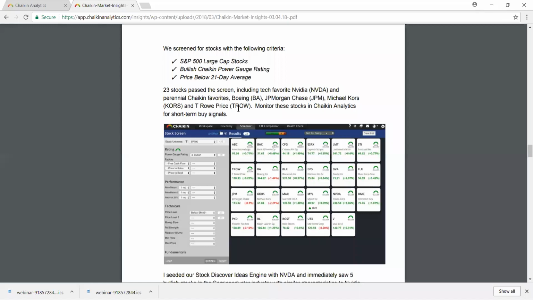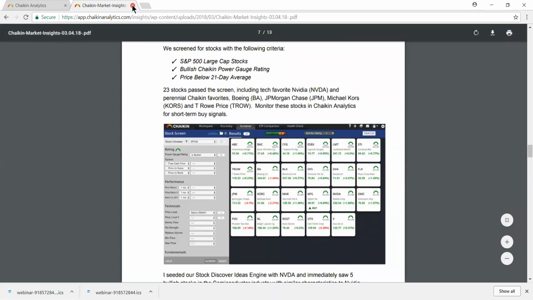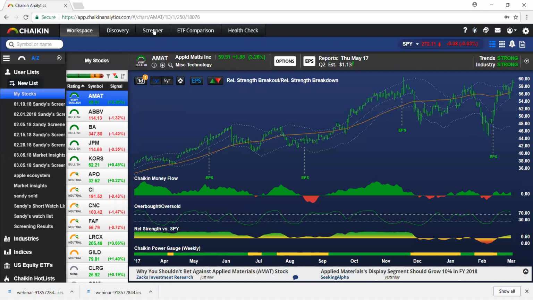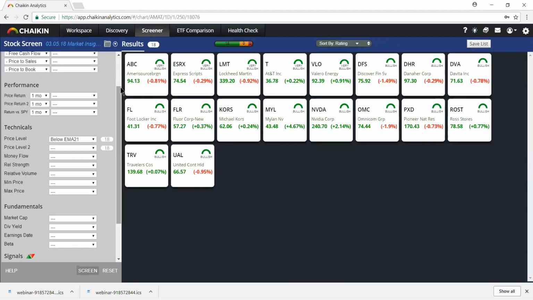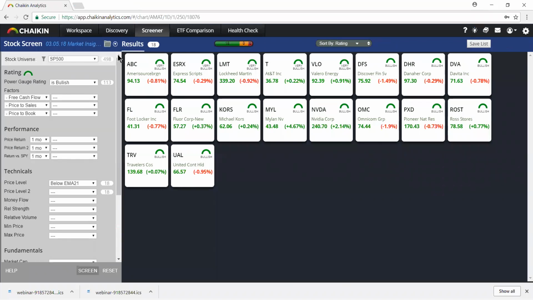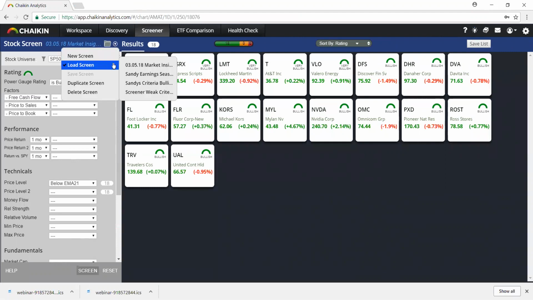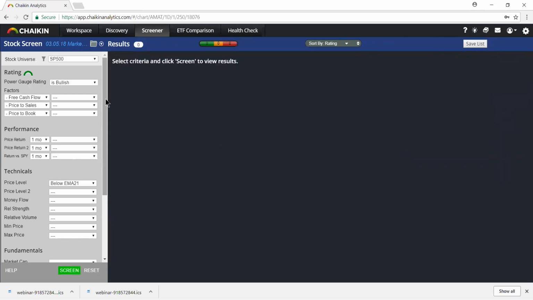Okay, so how do you do that? All right, let's get out of Market Insights. Go up to Screener, upper left-hand corner. Click on Screener. Now, I have saved Mark's criteria to a folder, and you can see my stock screen folders up here in the top left. And you can see it's actually already on this. But if it weren't already on Market Insights, I would go into Load Screen and then hit Load.